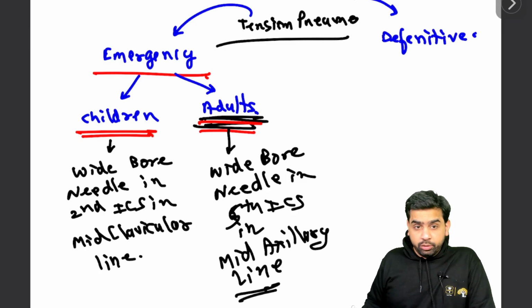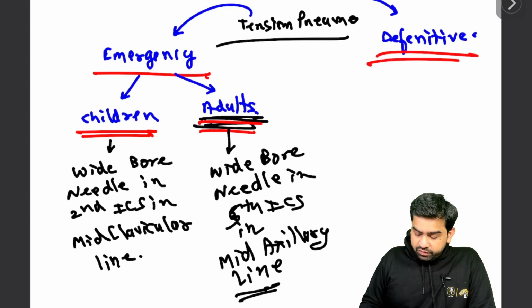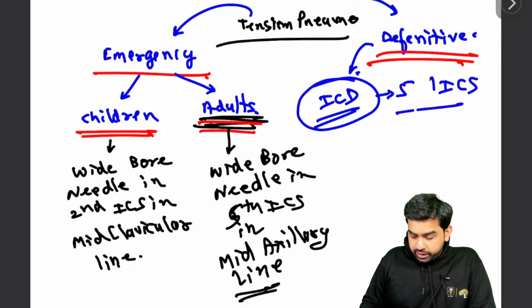Okay, so I hope you're able to understand. Wide bore needle in the second intercostal space in the mid clavicular line, wide bore needle in the fifth intercostal space in the mid axillary line. What about the definitive management? The definitive management is that you have to perform an ICD placement, and this has to be done in the fifth intercostal space in the mid axillary line.